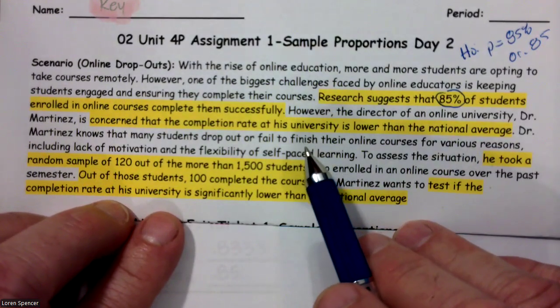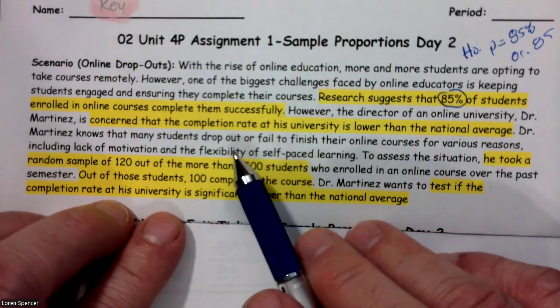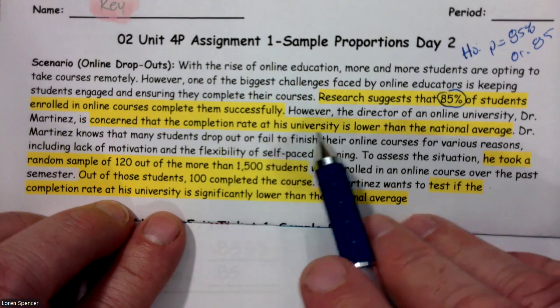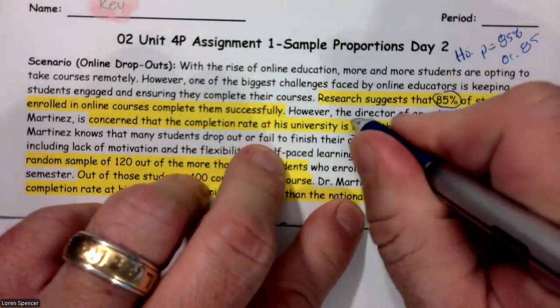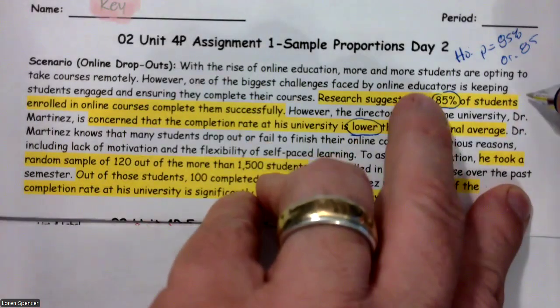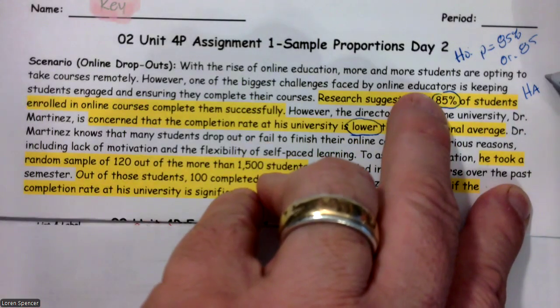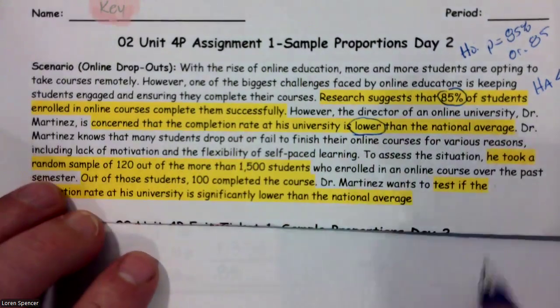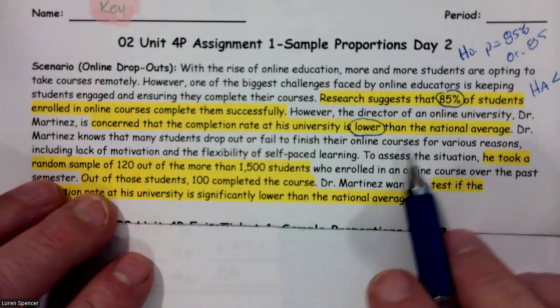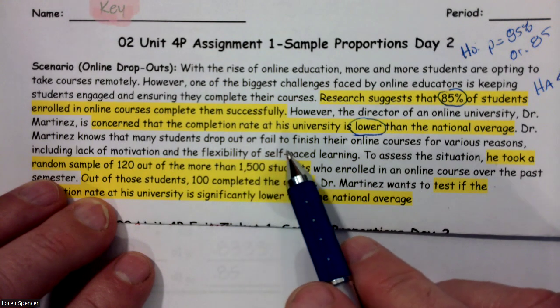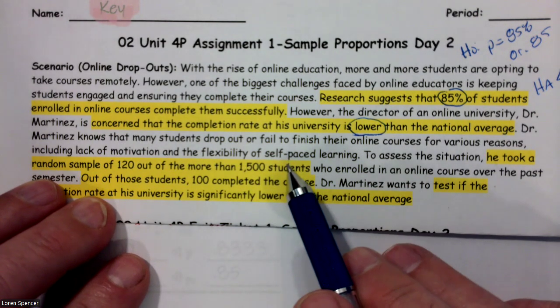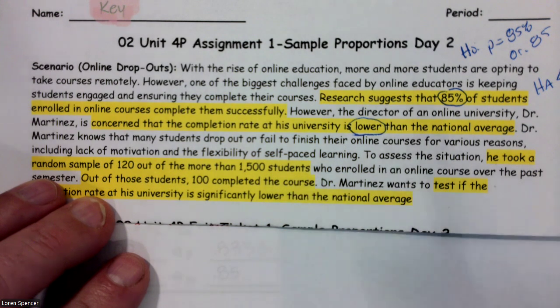However, the director of an online university, Dr. Martinez, is concerned that the completion rate at his university is lower. Ooh, that sounds like that's probably going to be our alternative. Sounds like our alternative is going to be less than 85%, so less than that national average of 85%. Dr. Martinez knows that many students drop out or fail to finish their online courses for various reasons, including lack of motivation and the flexibility of self-paced learning.